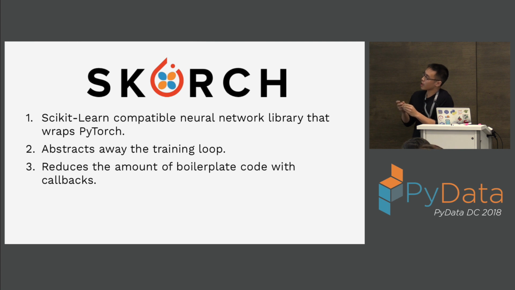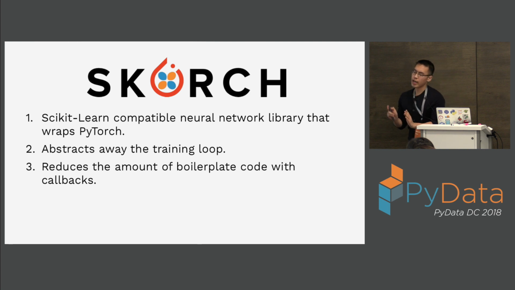It's a scikit-learn compatible neural network library that wraps PyTorch. It abstracts away all the code we just saw, so you don't have to think about the training loop or the evaluation loop. And who here is familiar with Keras? Keras, right? So taking inspiration from Keras, Skorch also uses callbacks to reduce boilerplate code, okay?